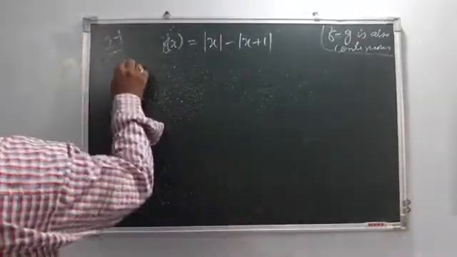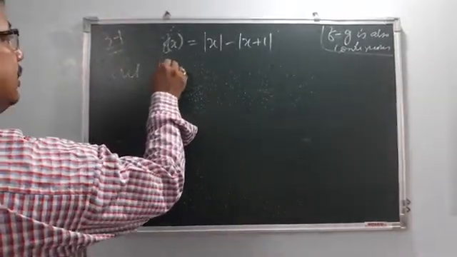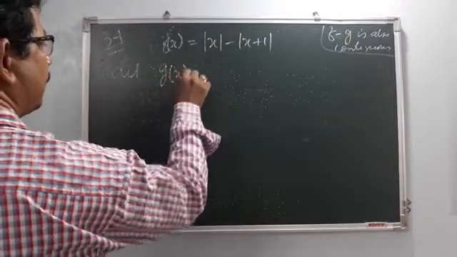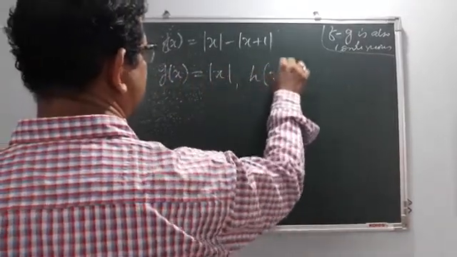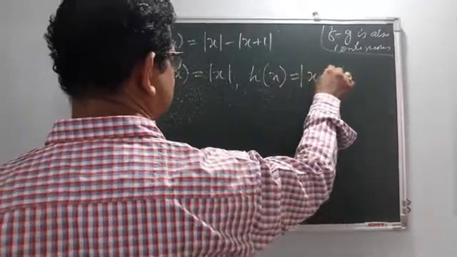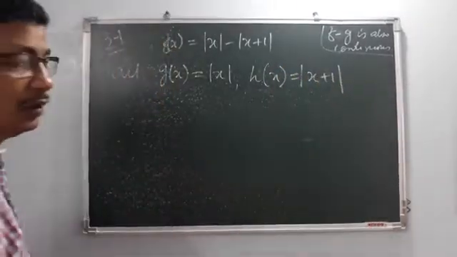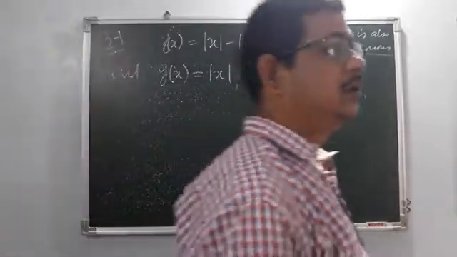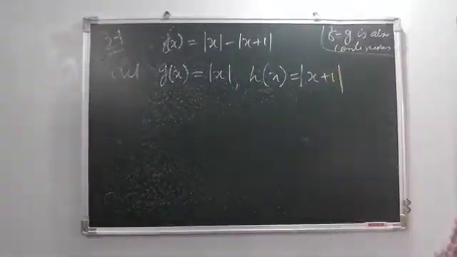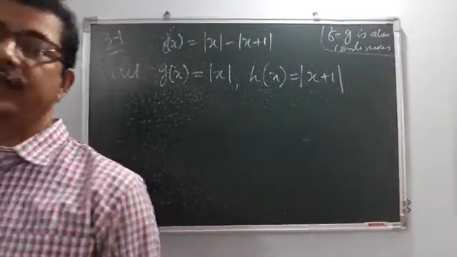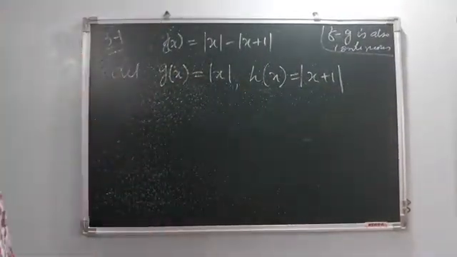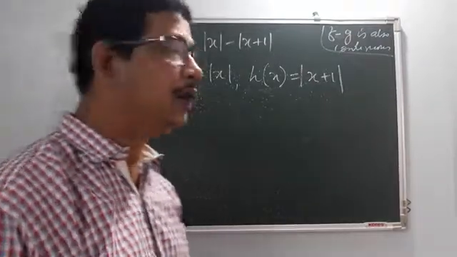Of course we will choose two functions. Let gx equal modulus x and hx equal modulus x plus 1. That is the thing, you have to choose this type of functions. So I have chosen gx as one function, hx as another function.